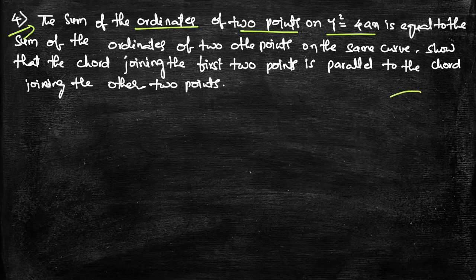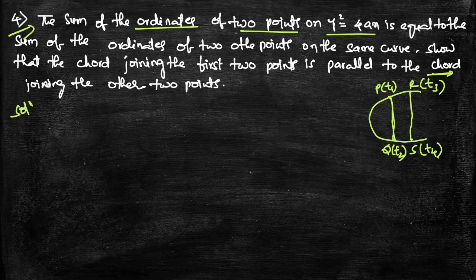So here is the parabola and the chords. I will take this as the chord P(t1) and Q(t2), and R(t3) and S(t4). Now the solution: he is saying that the sum of the ordinates of these points is equal to the sum of the ordinates of the other points on the curve, and we have to show this.